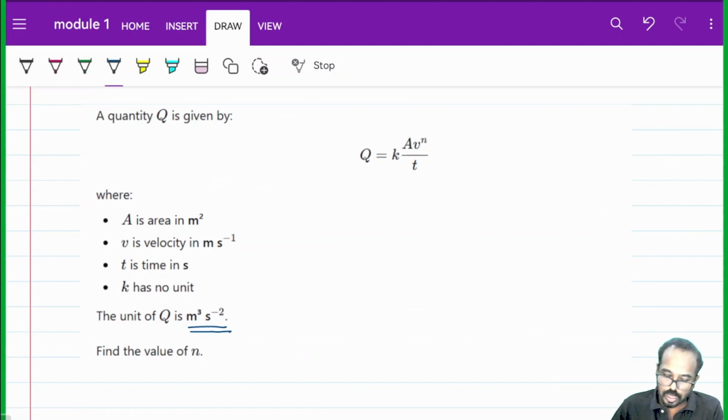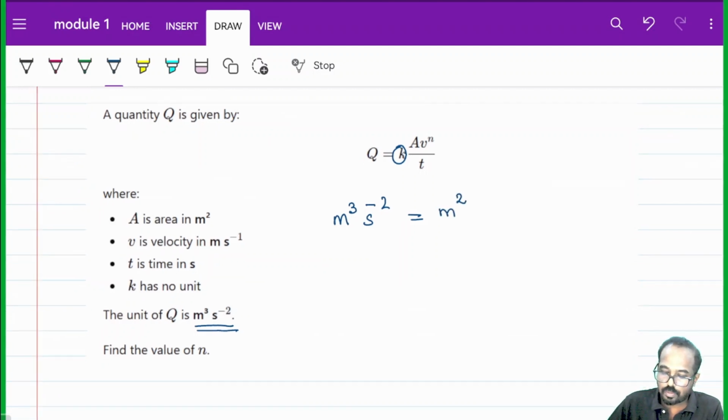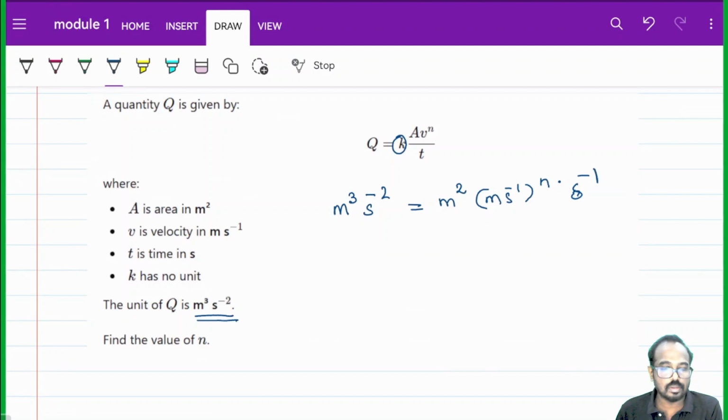So on the left hand side, now I am writing m cube s to the power minus 2. On the right hand side, K doesn't have any unit. A, what is A? Area, meter square. V to the power n, V is velocity, meter per second to the power n, then divided by T. T divided by T means seconds, right? So I can write it as second to the power minus 1. Now we can compare.